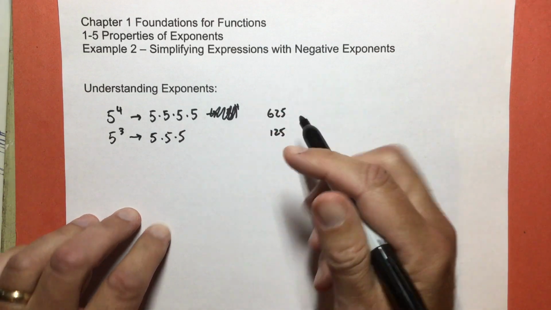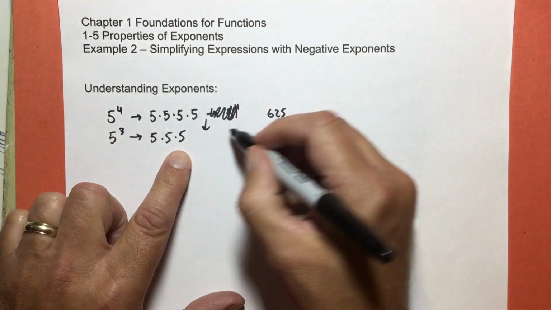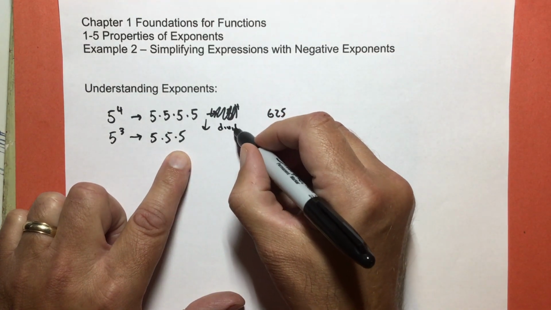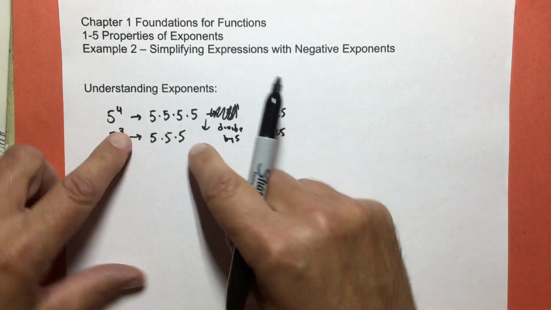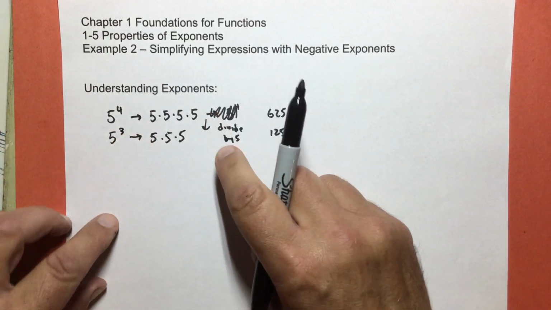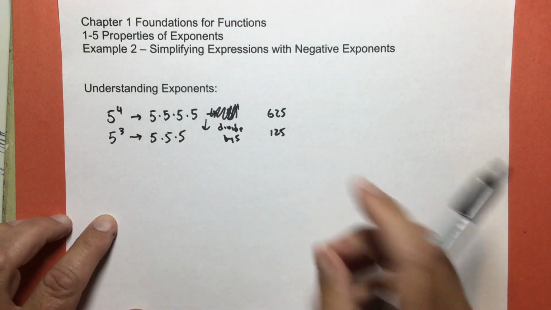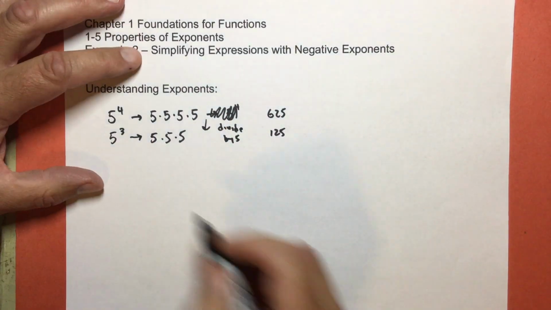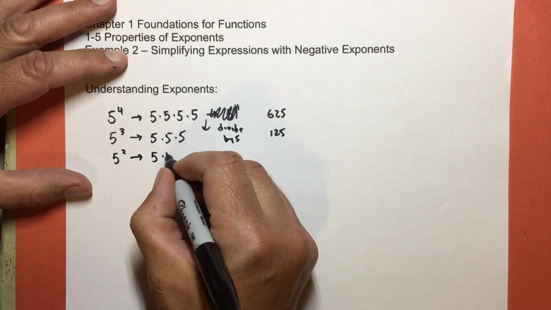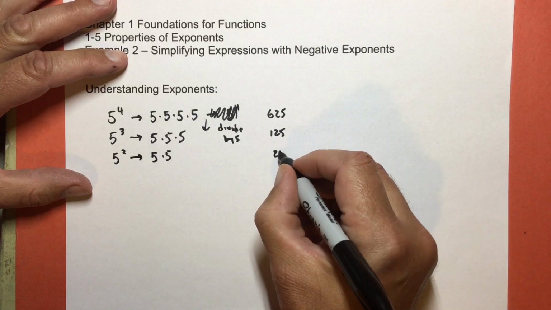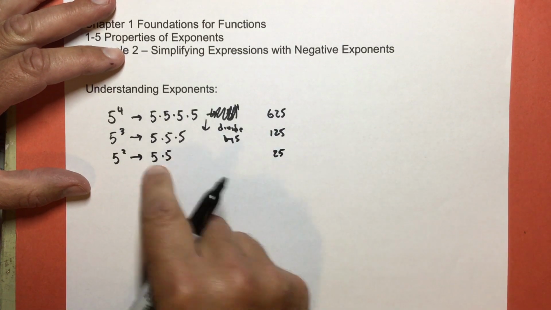What did you do to go from 625 to 125? If I go this way, I'm dividing by 5. If I go the other way, I'm multiplying by 5. I took this and multiplied by another 5. So if I go the opposite direction, I'm dividing by 5. Keep that in mind. What's 5 to the second power? That's 5 times 5. Again, 125 divided by 5 equals 25. 5 times 5 is 25.